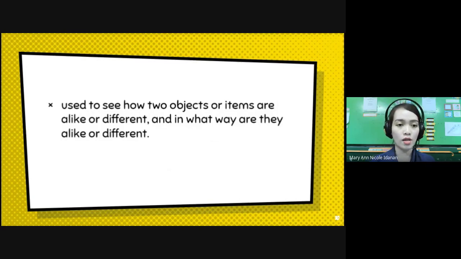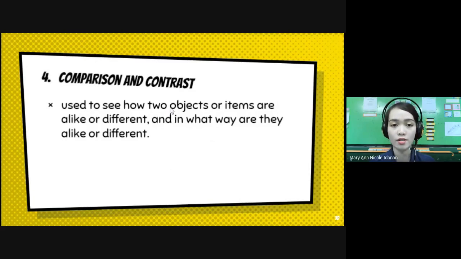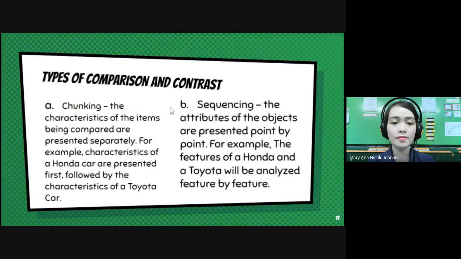This is the next structure. It is used to see how two objects or items are alike or different and in what way they are alike or different. So this one is the comparison and contrast. I have already explained this to you last time. Now, class, there are two types of comparison and contrast. The first one is chunking, and the second one is sequencing.